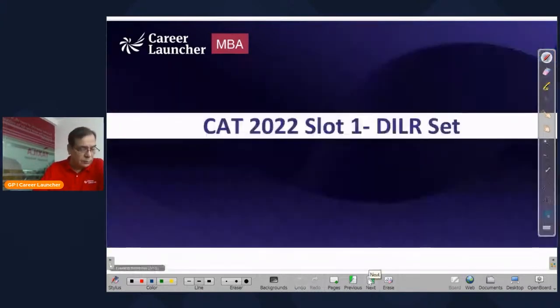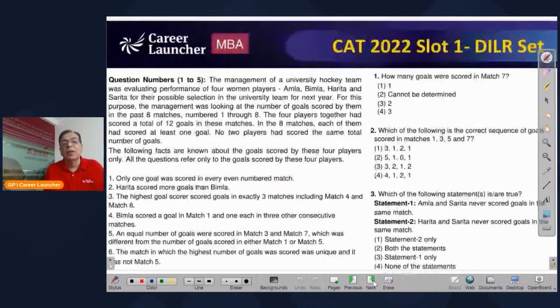Okay, so let's look at a couple of sets from the CAT 22 slots. This one is slot 1. The other one would be slot 3. Let's see how we apply the Jugaad approach. I hope you can read the question. Let me make it easier for all of us and read it. Question 1 to 5. Management of a university hockey team was evaluating performance of 4 women players, A, B, H, and S.